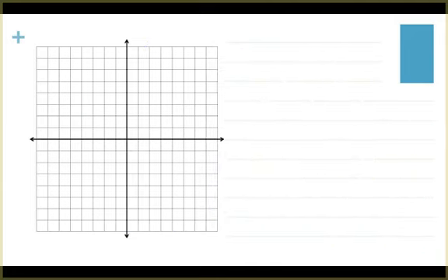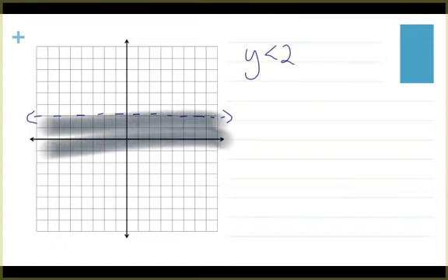What about those special case lines that are like this? Well, that's a horizontal line. And here, I don't really think you need to do a test point. Here's the line y equals 2. I did it dashed because that does not say equal. And then where is y less than 2? Y is less than 2 down here.